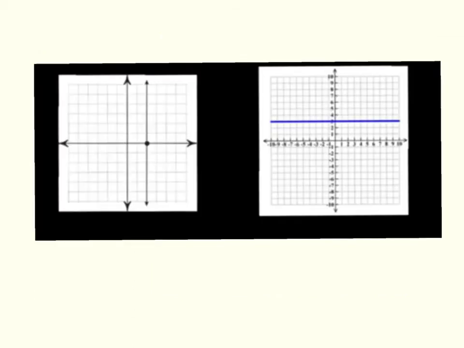All right, here are 2 different types of graphs. This one right here, the first one, is called a vertical line because it's straight up and down. This one is called a horizontal line because it's straight sideways, okay? Now, anytime you have a vertical line, your slope is going to be called undefined.